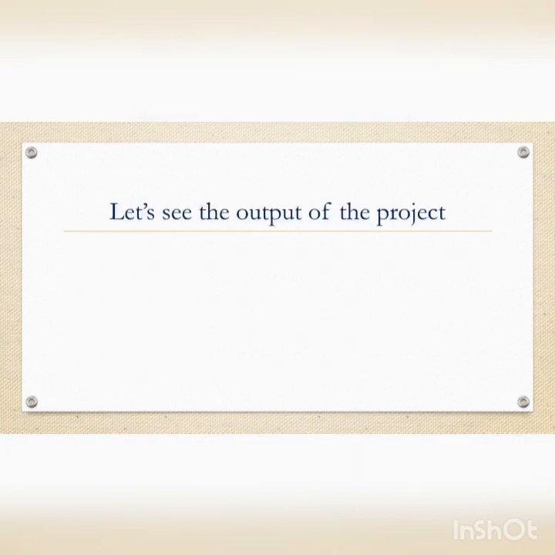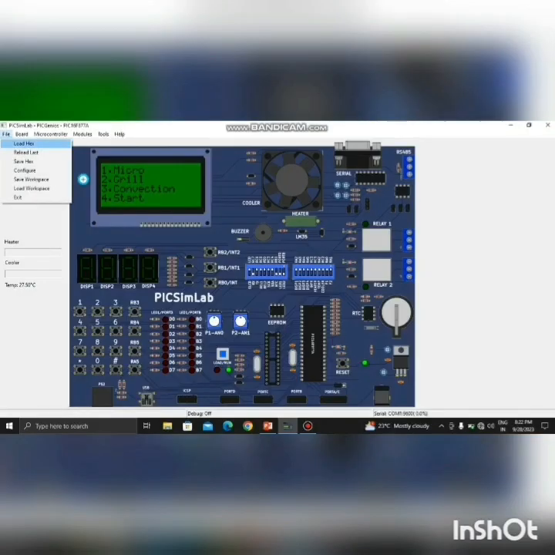Let us see the output of this project using Pixim Lab. First we have to select the hex file, and on powering up it displays the four modes: micro, grill, convection and start modes. These are all the basic modes of a microwave oven. First we go for the micro oven. Press the key 1 and the power is 900 watt. The buzzer turns on.